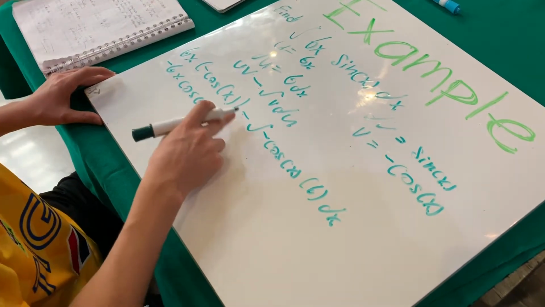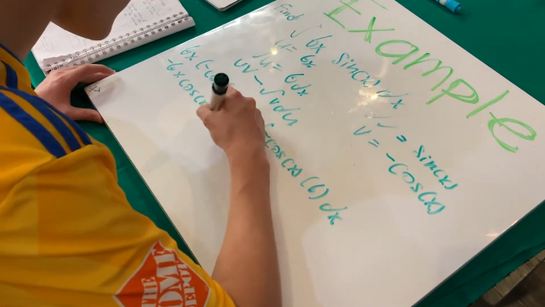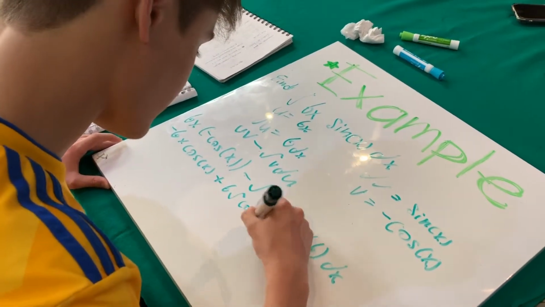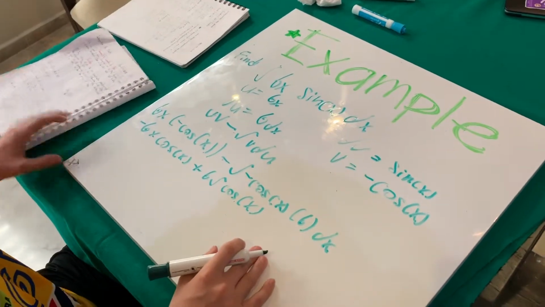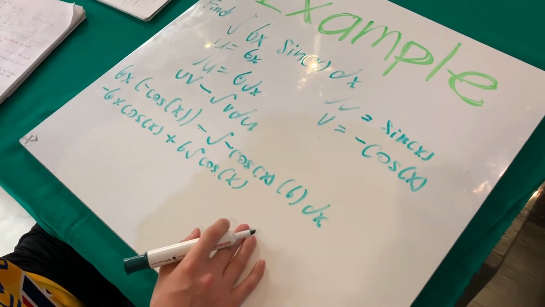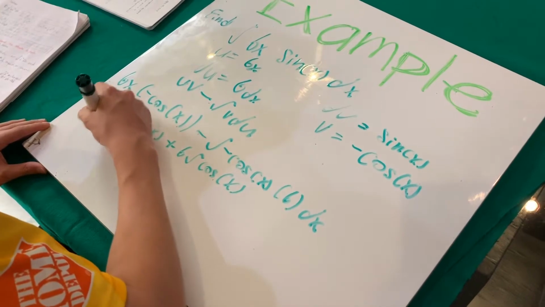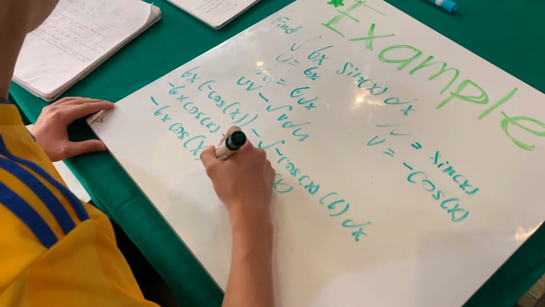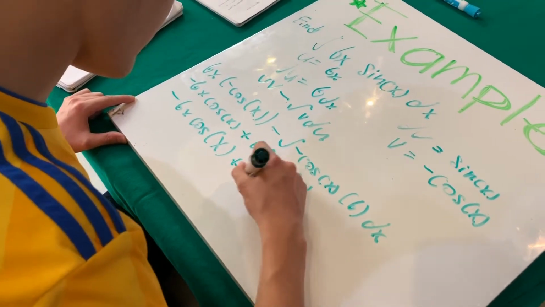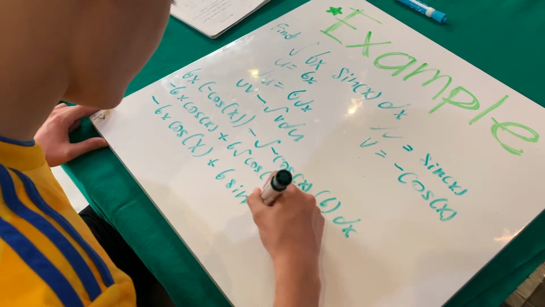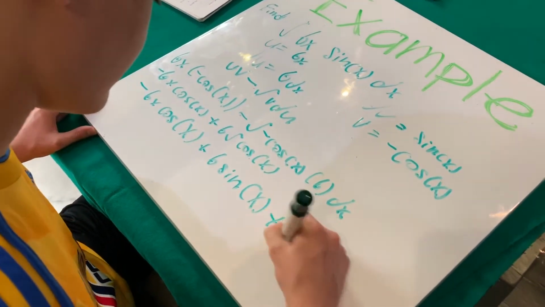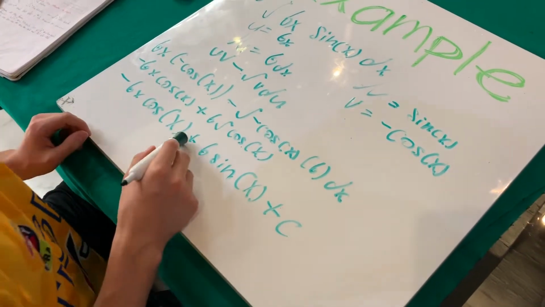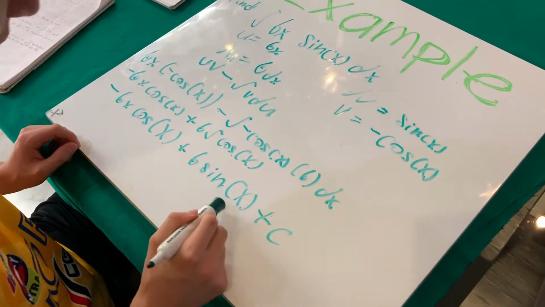Since it's negative times negative, it becomes a positive, and we take out the 6, so we can integrate cosine x. And by finding the integral, we get sine x. So our final answer is negative 6x cosine x plus 6 sine of x plus C.